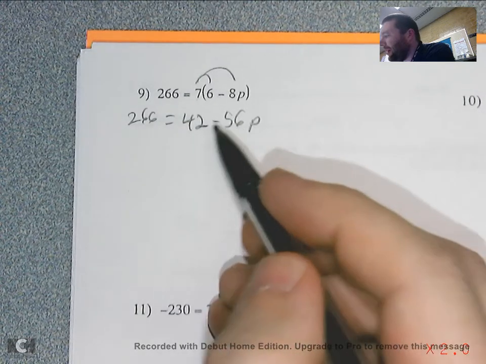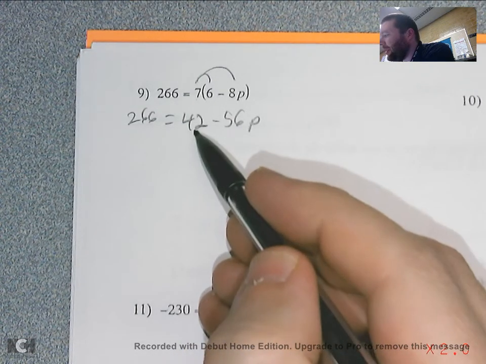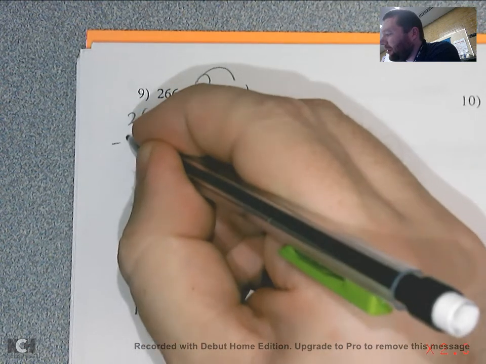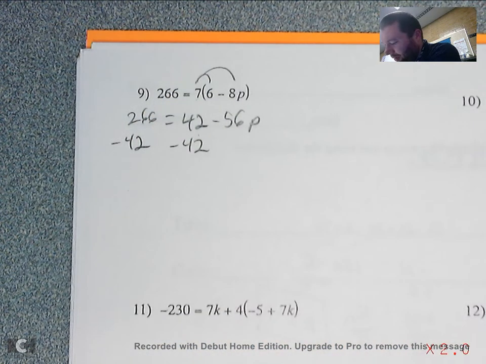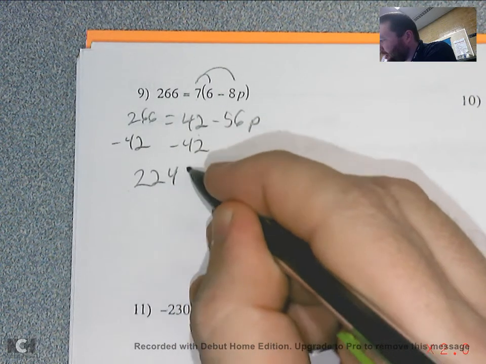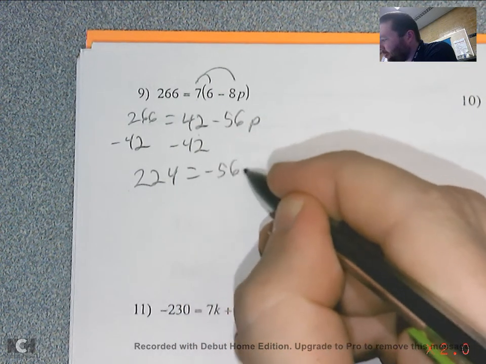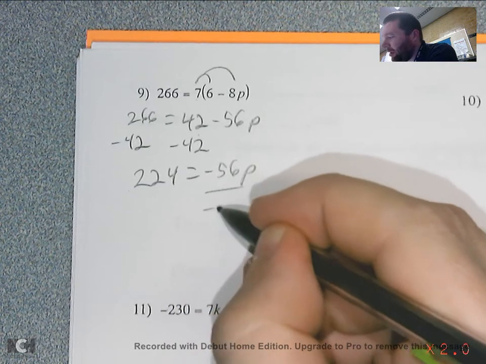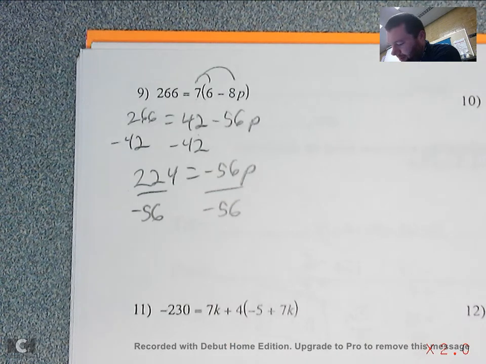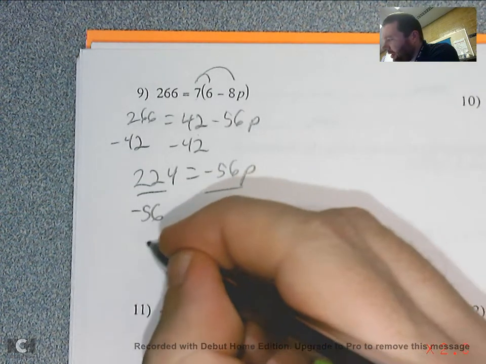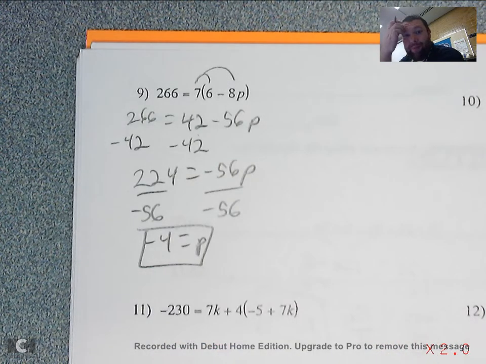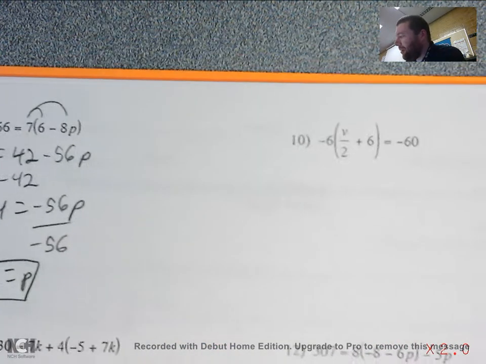Okay, best friend, acquaintance, going to move the acquaintance to the other side first. It's positive, so I'd have to subtract 42 from each side. 266 minus 42 is going to be 224 equals negative 56p. And then the last step would be to divide by negative 56 on each side. And that would be a negative 4 is equal to p. And that's your answer.